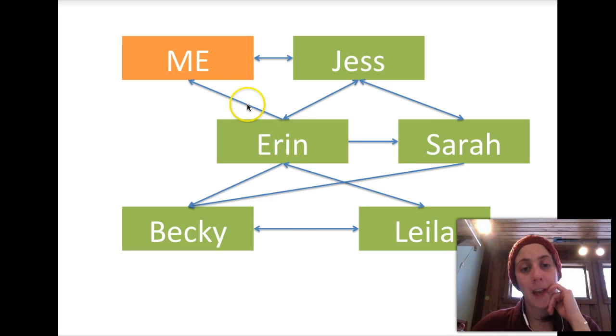And me, I'm really not connected so much to Sarah, Leela, and Becky. I'm on the outskirts again. I do take information from Erin as it comes in, but it's generally me listening to what she has to say and not a discourse. But I do have a close bond with Jess, so we do spend time together and create work together.